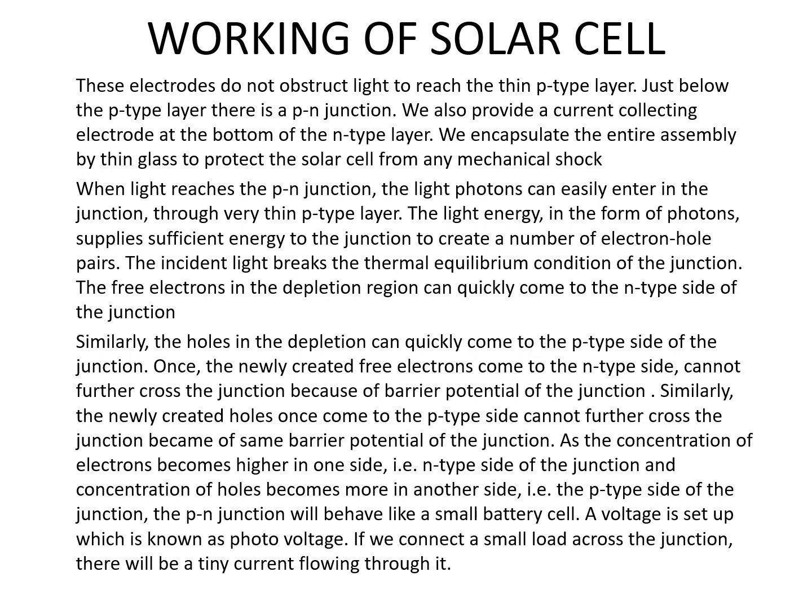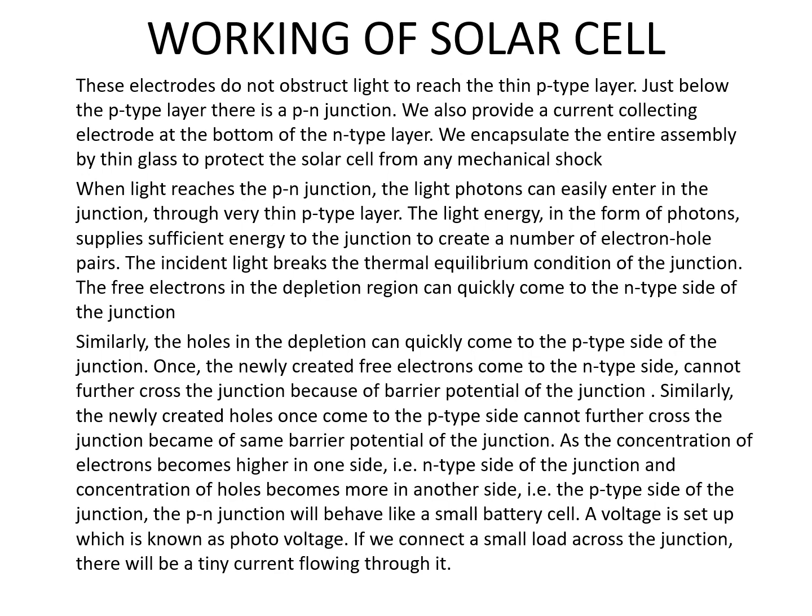When light reaches the PN junction, the light photons can easily enter the junction through the very thin P-type layer. The light energy in the form of photons supplies sufficient energy to the junction to create a number of electron-hole pairs. The incident light breaks the thermal equilibrium condition of the junction. The free electrons in the depletion region can quickly come to the N-type side of the junction. Similarly, the holes in the depletion region can quickly come to the P-type side of the junction.